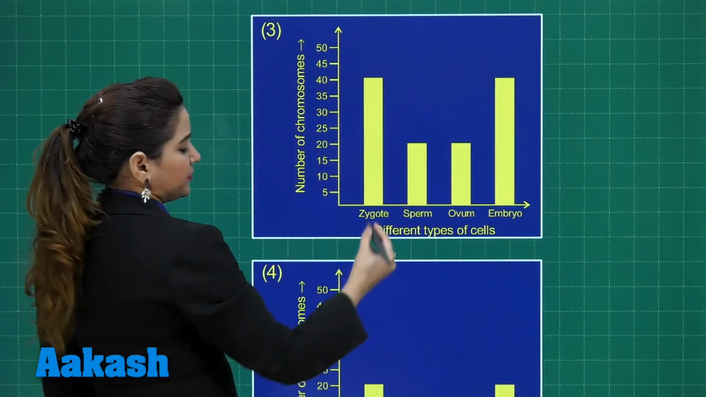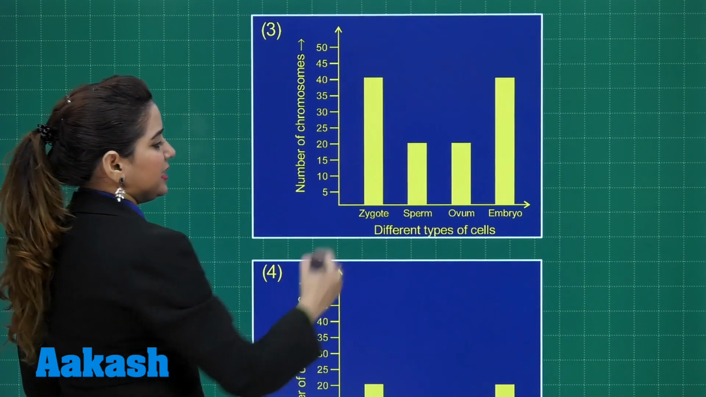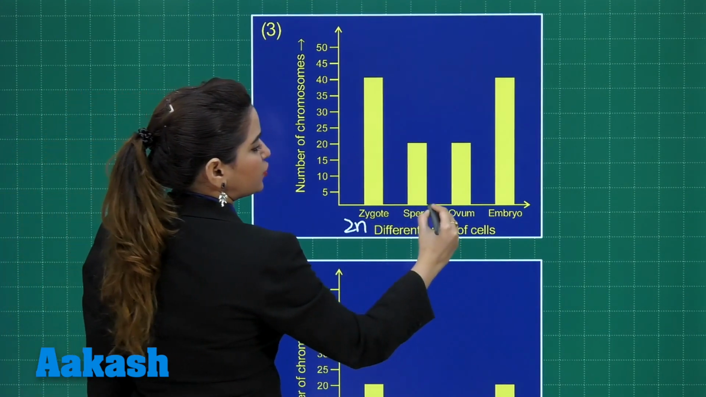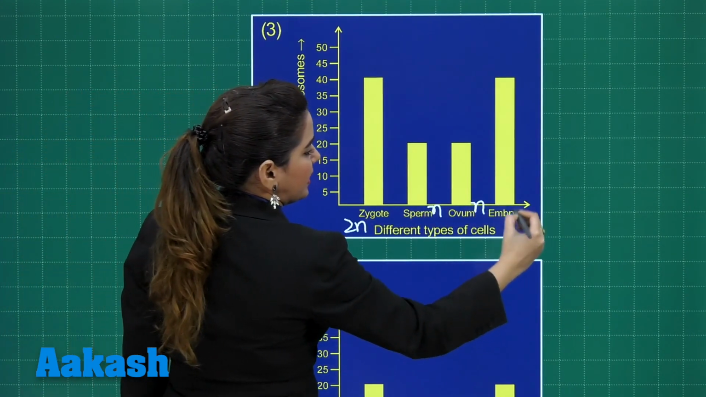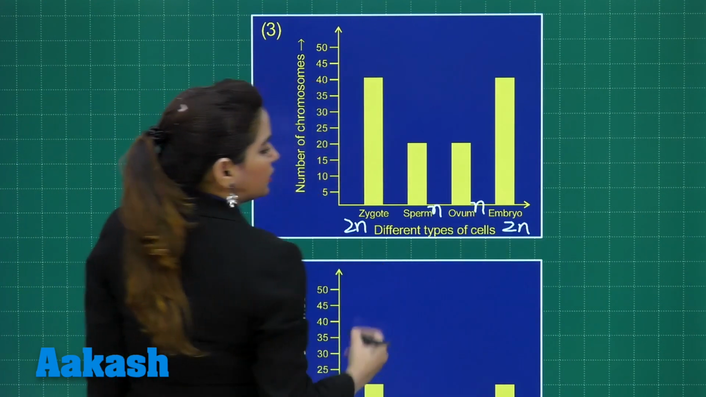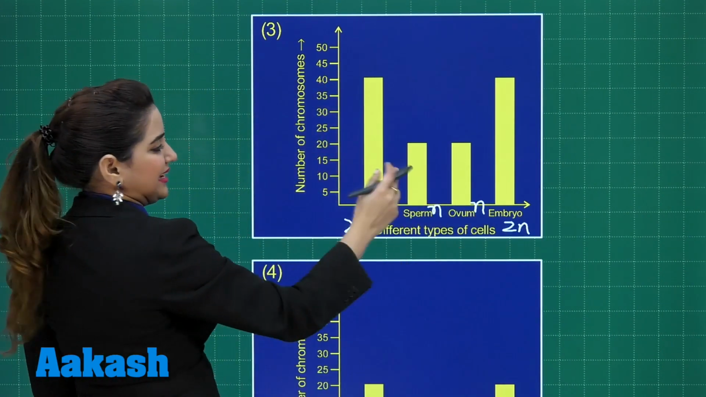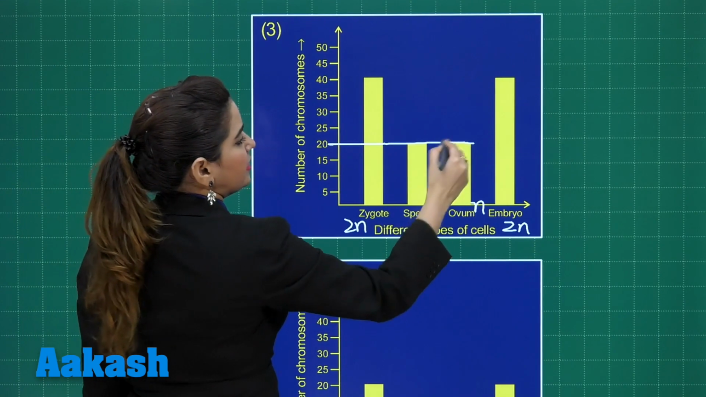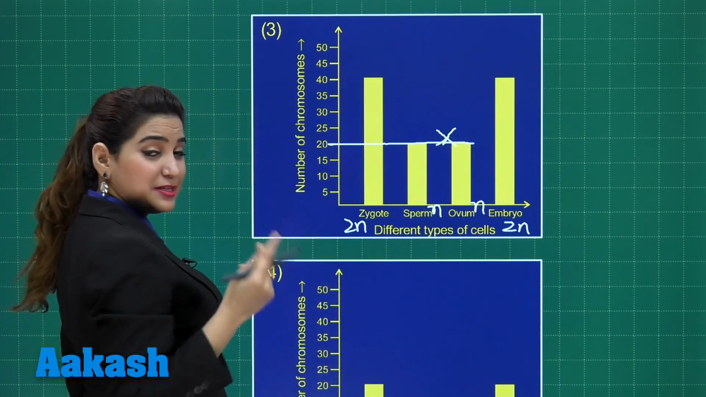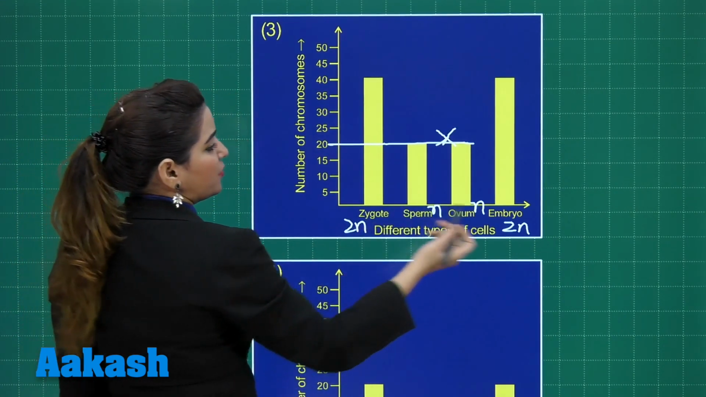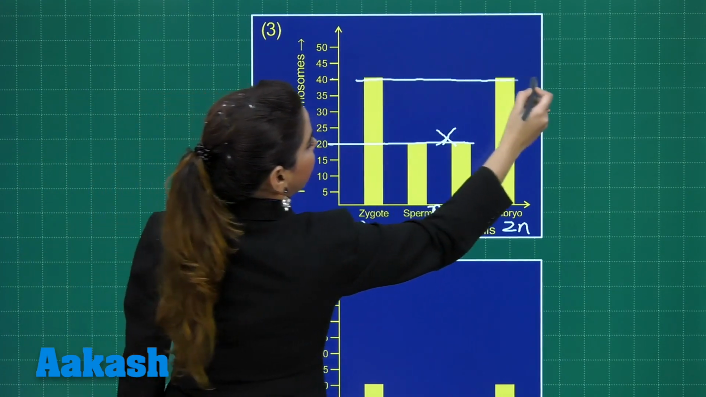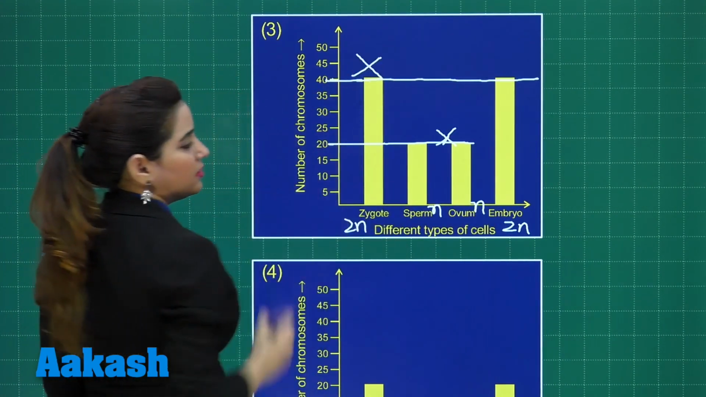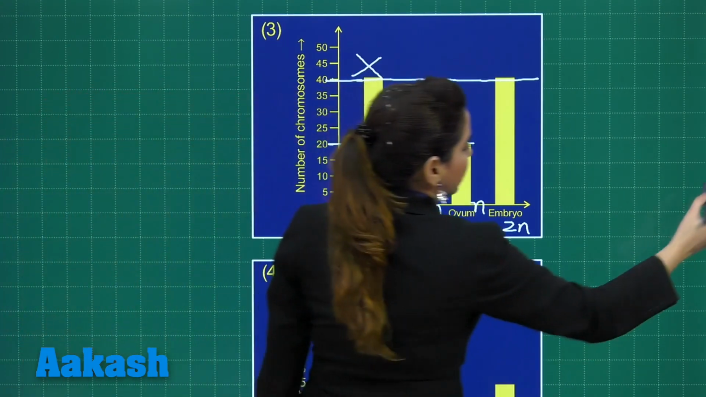Coming here, in third option, what do we see? Zygote should be 2n, sperm should be n, again ovum should be n, and embryo should be 2n. So n and n, this should be near 10, but we can see it is near 20. Wrong. And since the diploid cells were 20, zygote and embryo somewhere near 40, again wrong. So yes, it's not a right choice.